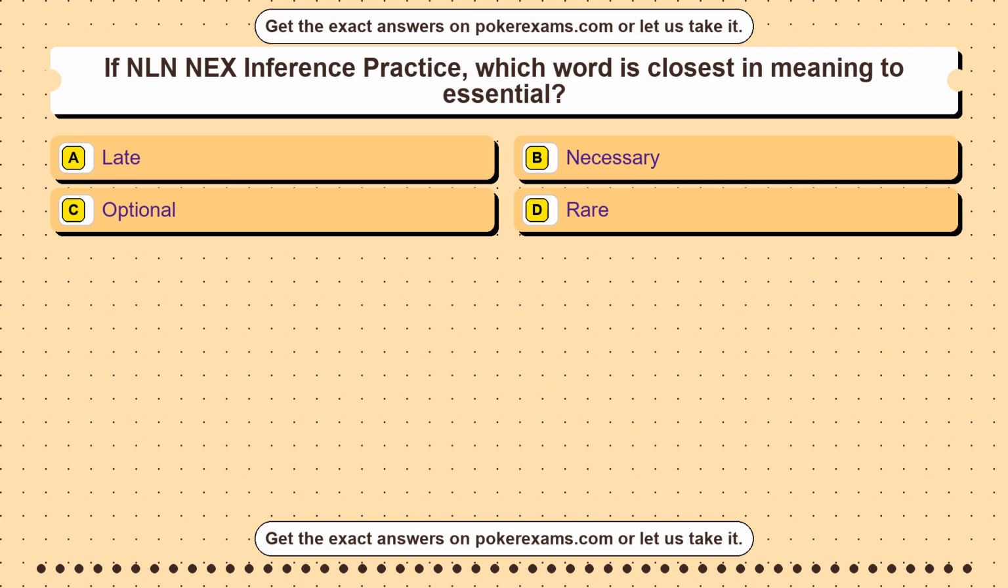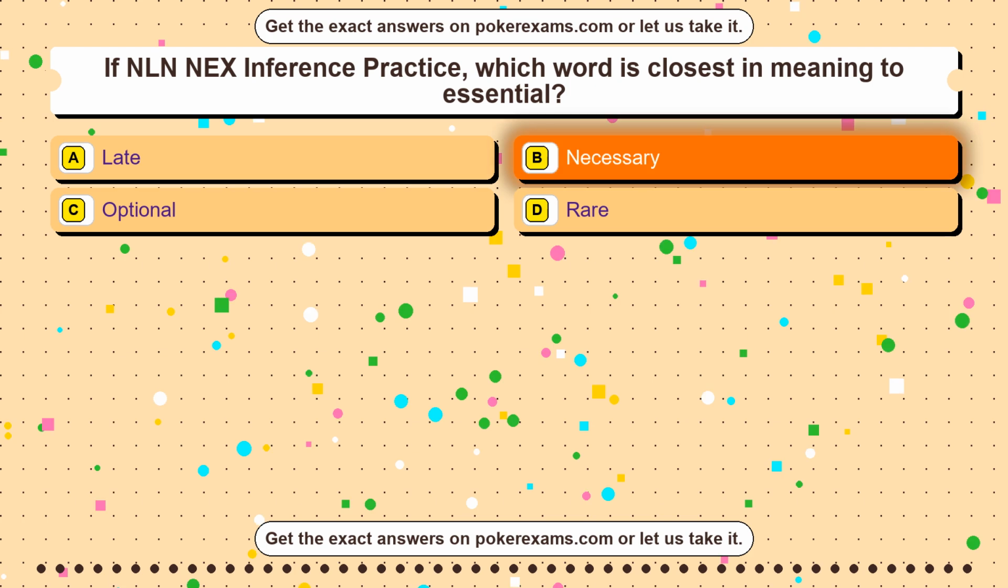Question 40. If get graphs and data practice, which probability equals 1 chance out of 4? Option A 75%. Option B 25%. Option C 40%. Option D 50%. The correct answer is option B.